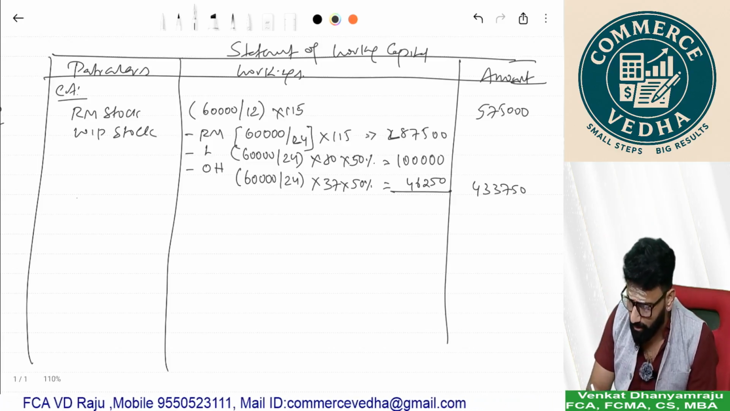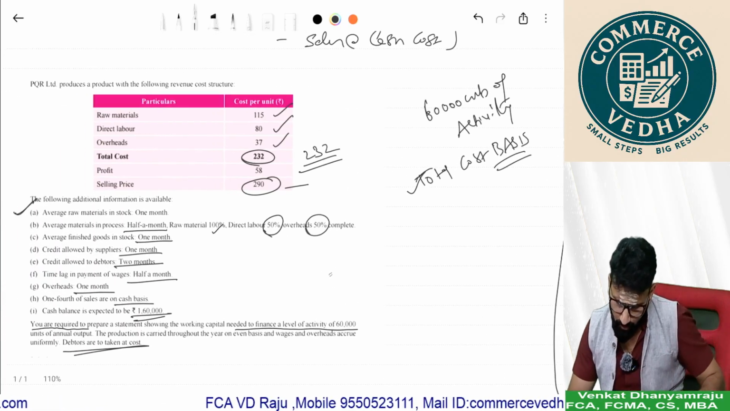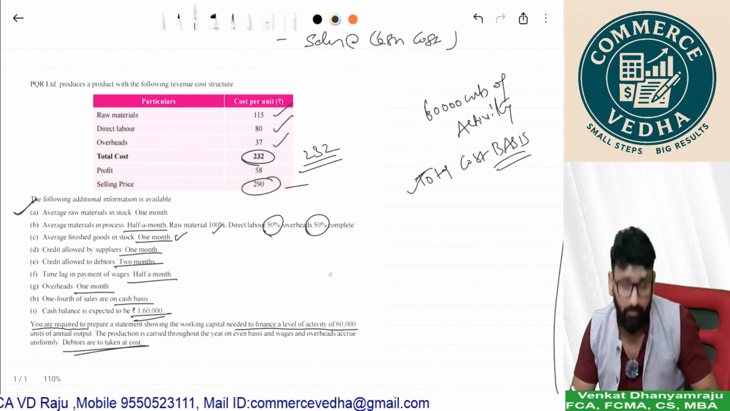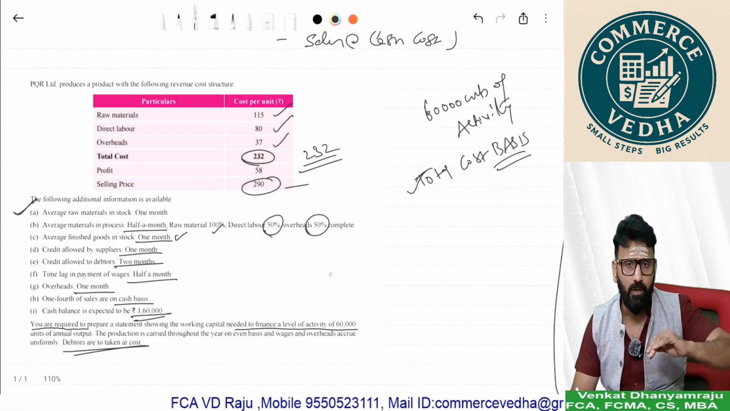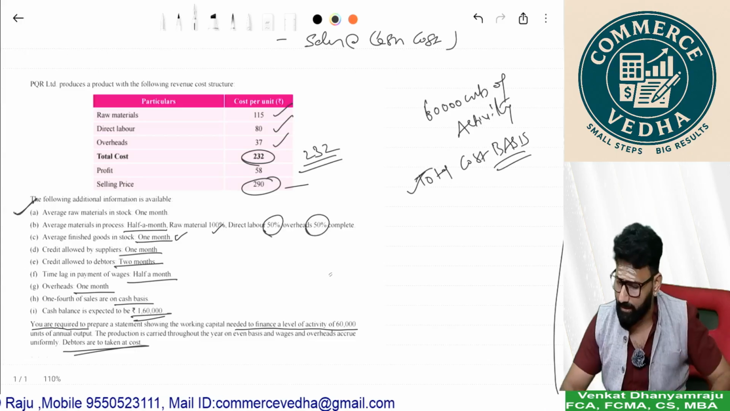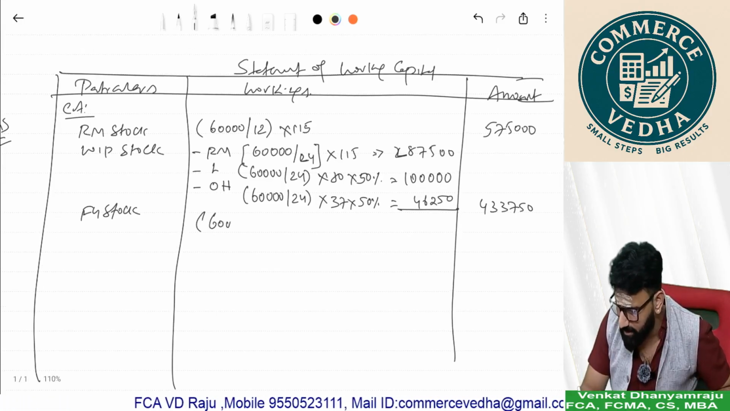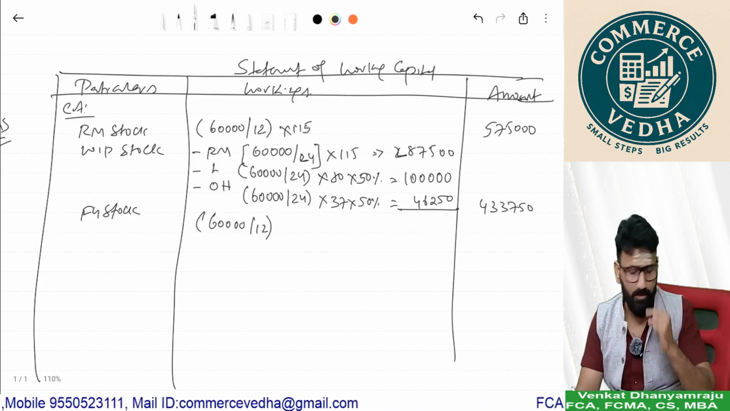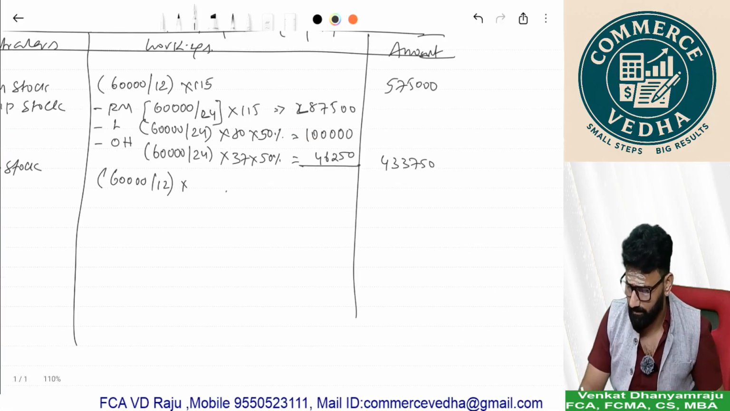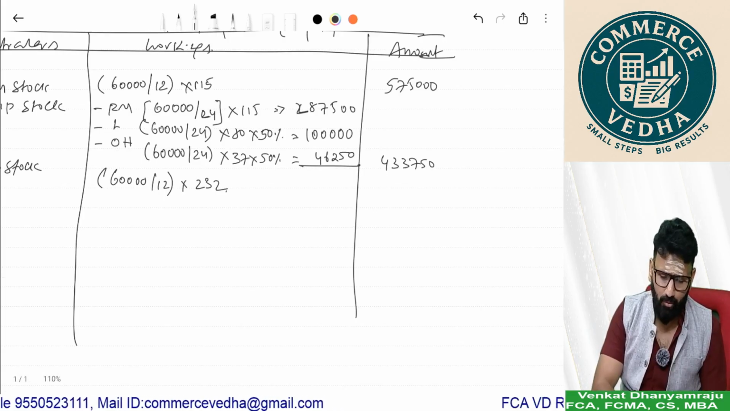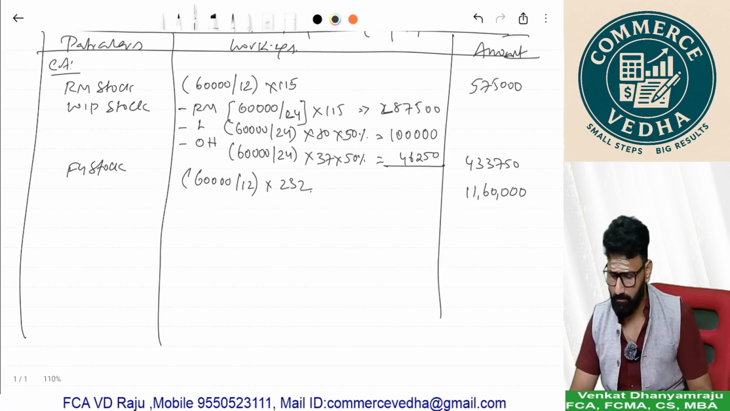Then comes your finished goods stock. What it says, finished goods? They say finished goods are in stock for 1 month. And finished goods are to be valued at total cost. It is very clear. Finished means materials completely used, wages completely paid, and overheads completely incurred. Hence, your total cost is 232, 1 month. So very simple here. Finished goods 60,000 units by 12. So 1 month in stock into 232 rupees. So 5,000 into 232. Your finished goods cost is 11,60,000.